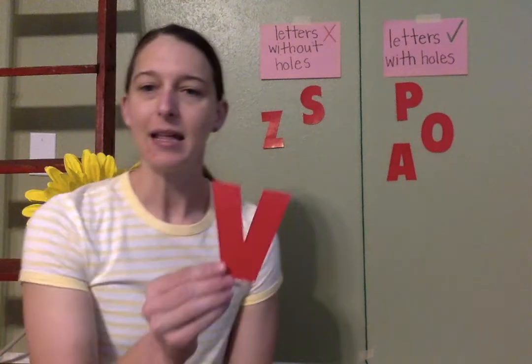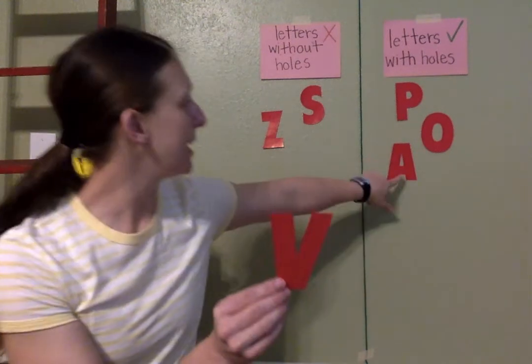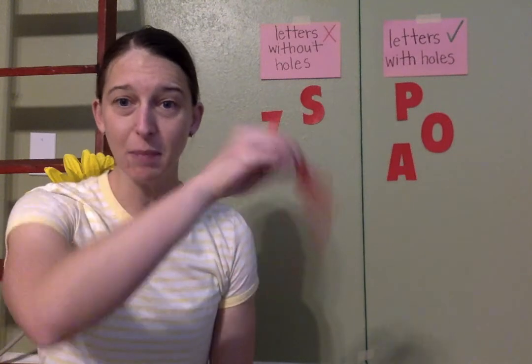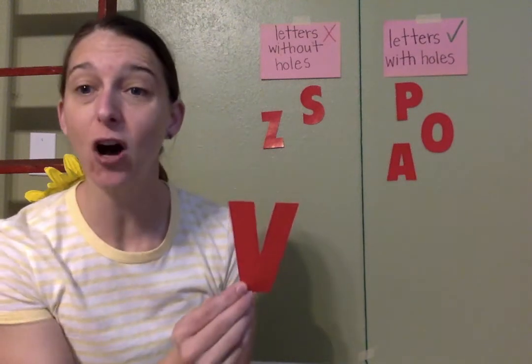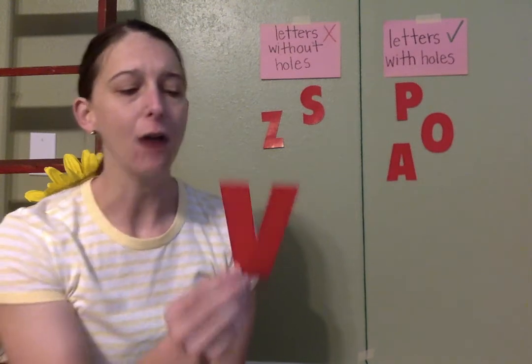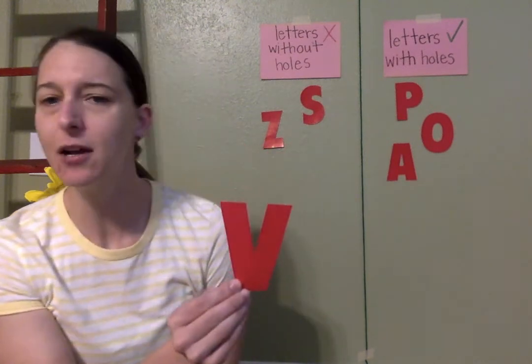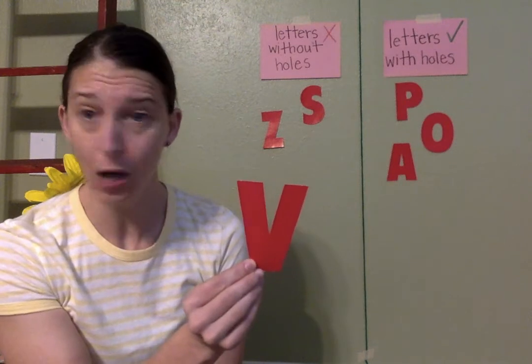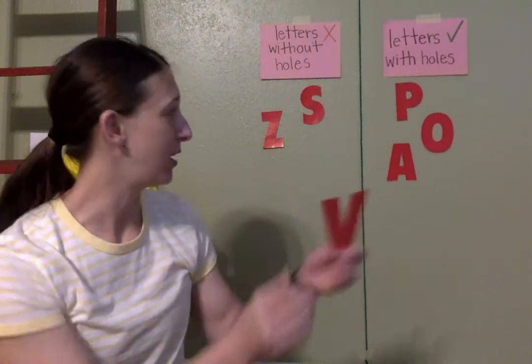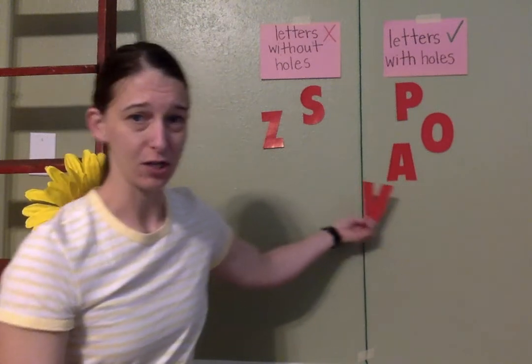This letter kind of looks like an A, but it doesn't have a line going across, and it's turned upside down. This letter is called V, and it says v. Let's look at letter V and decide if it has a hole or does not have a hole. What do you guys think? Should I put it over here or should I put it over here?